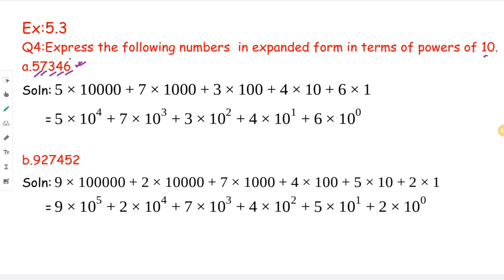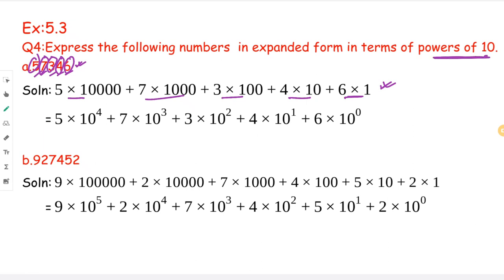Alright, so when you look at 6, it is in the ones place. If you look at 4, it is in the tens place. If you look at 3, it is in the hundreds place. If you look at 7, it is in the thousands place. And if you look at 5, it is in the 10,000s place. Alright, that was how we could have ended, but they said what in terms of powers of 10, right?